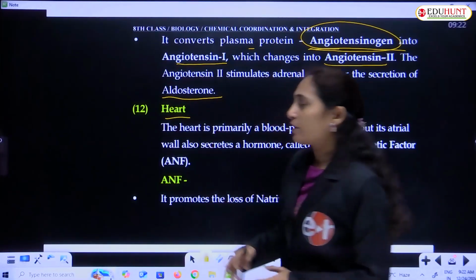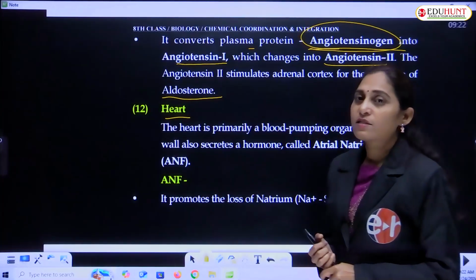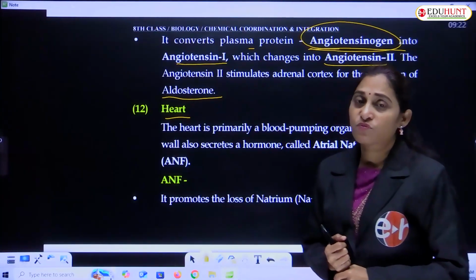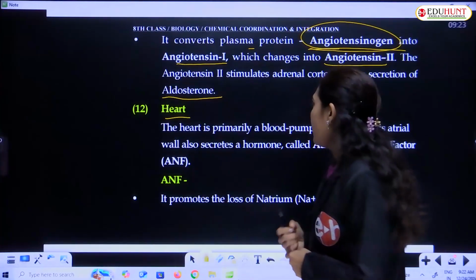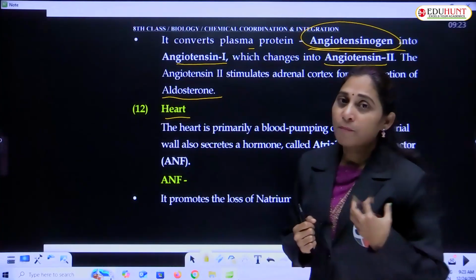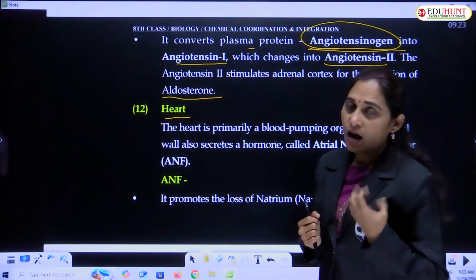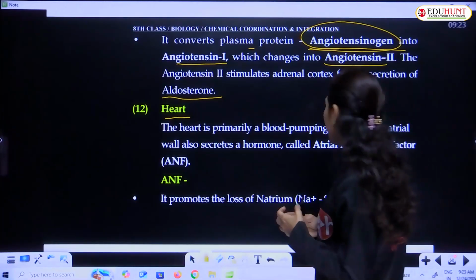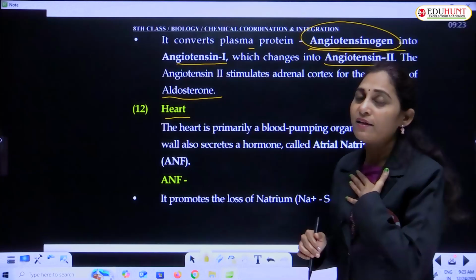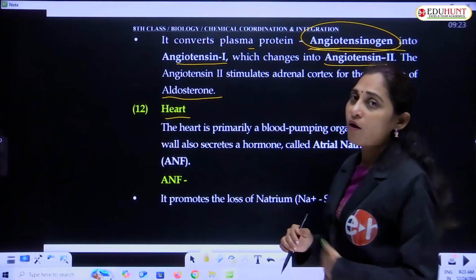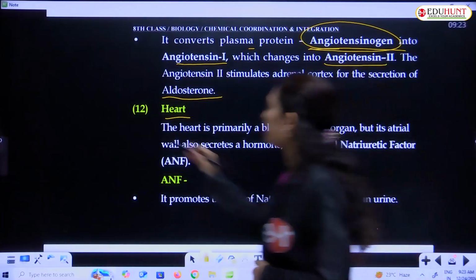And even the heart also releases some chemicals which have an effect on bodily functions. It is primarily a blood pumping organ. We all know that the heart is a blood pumping organ, but its atrial walls. There are 2 atria and 2 ventricles, auricles and ventricles, like this.